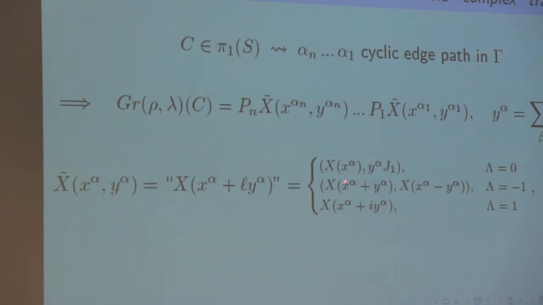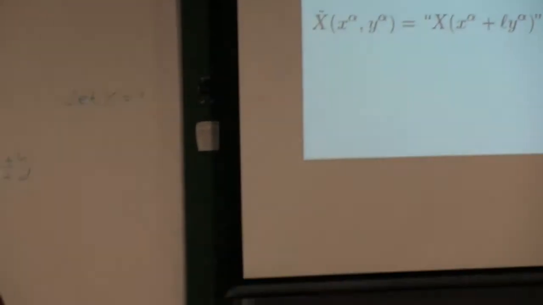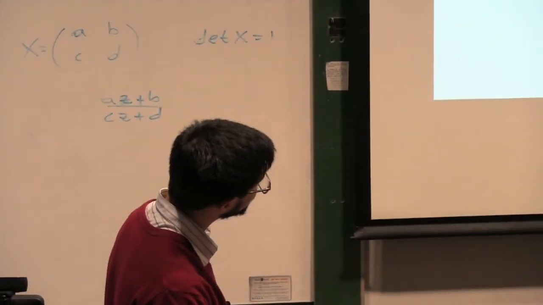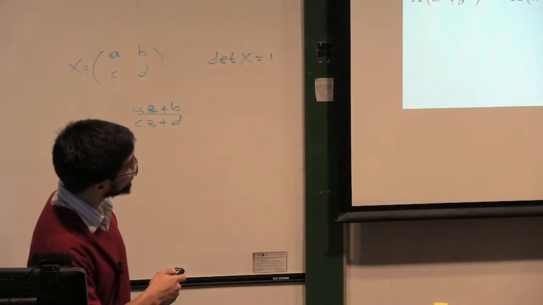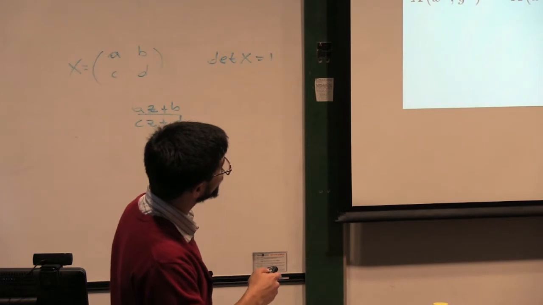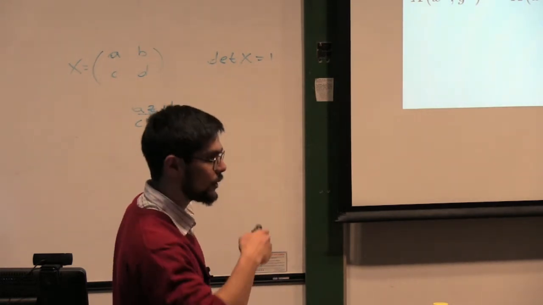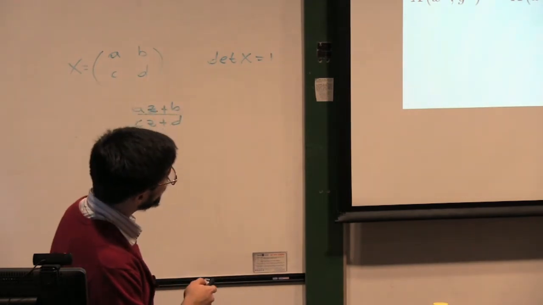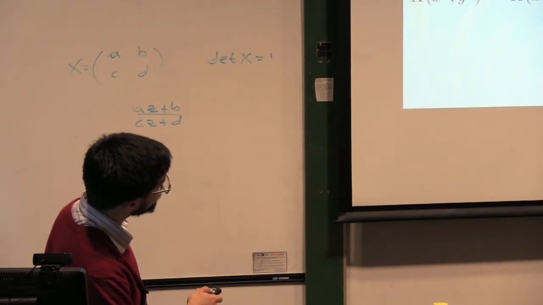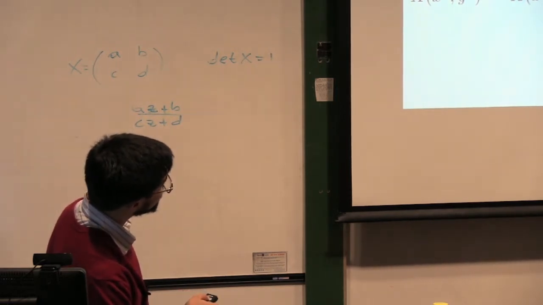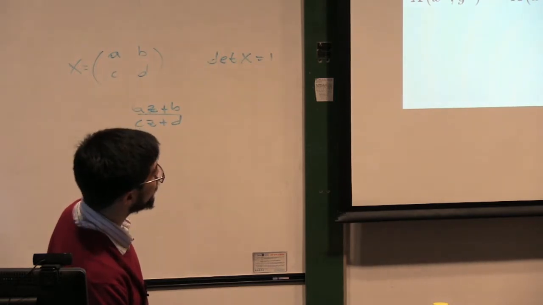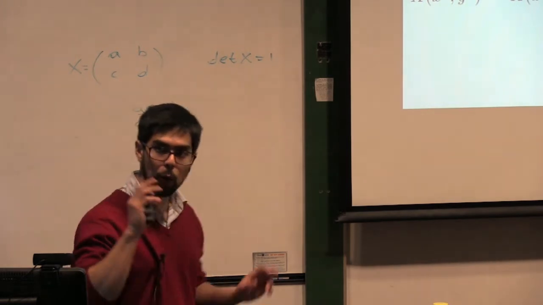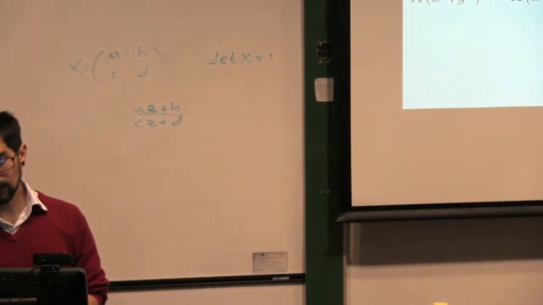But basically what it's telling us is how we should deform this PSL2R subgroup of the isometry group of these spacetimes in different directions. It's really what it's saying here. So if we have an element of the fundamental group of the surface, we look at the cyclic edge path along the dual graph as we did before, and the corresponding deformed holonomy is given again by this product of matrices, where these generalized matrices are basically the old matrices, but with these complexified coordinates.